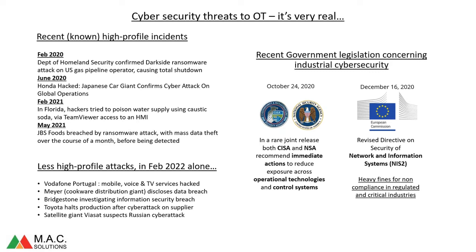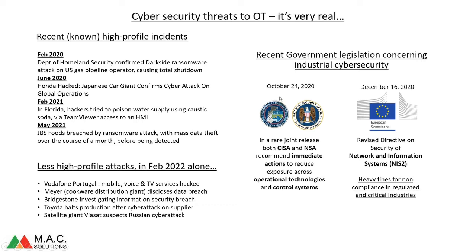Ransomware attacks are almost doubling in prevalence every single year, and that is a serious threat. You know, locking all the data on all your PCs inside the production area, that's a very serious threat. And mass data thefts as well. Just in February alone, you can see some of the people that were hacked successfully and which have owned up to being hacked: Vodafone, Maya, Bridgestone, Toyota, and Viasat.